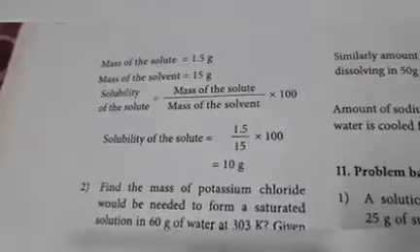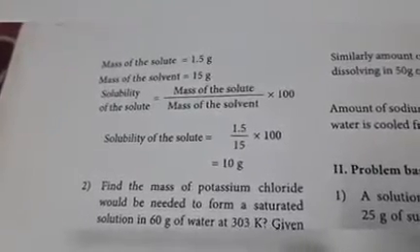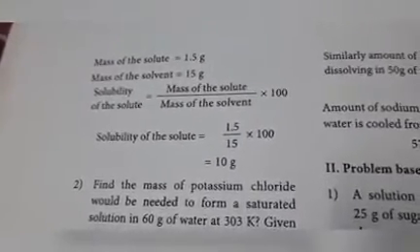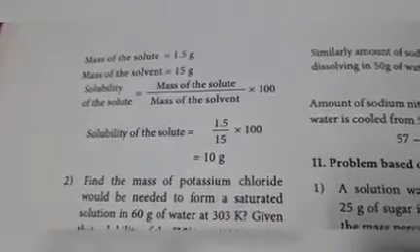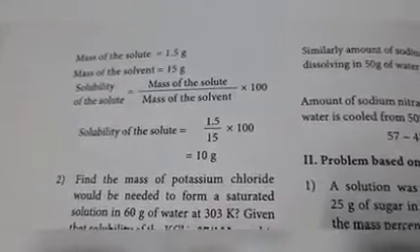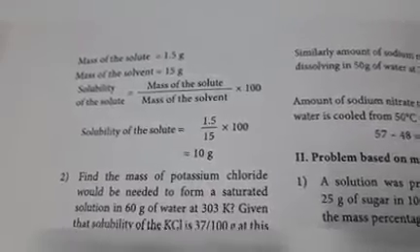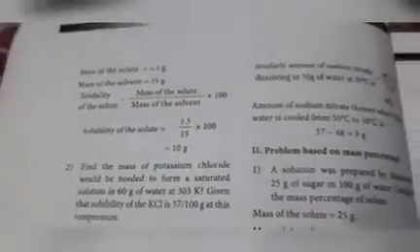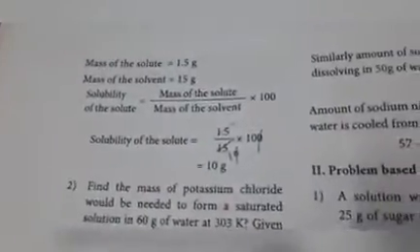Already you know the formula: solubility is equal to mass of the solute divided by mass of the solvent into 100. Solubility of the solute is equal to 1.5 gram divided by 15 gram into 100. If you cancel, finally you will get 10 grams. 1.5 and 15, 10 times, and the 0 cancels, so finally you will get 10 gram.